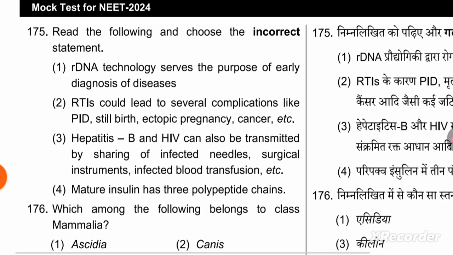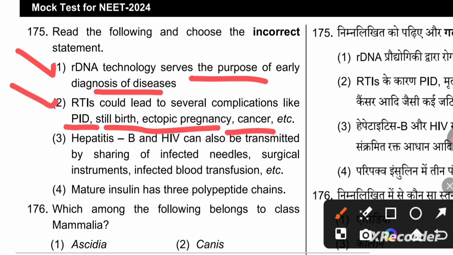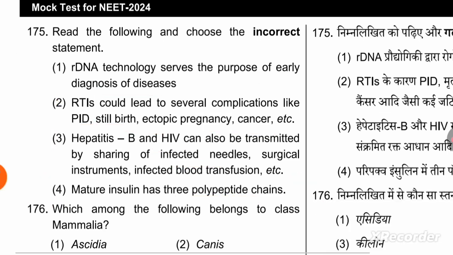175th question. Read the following and choose the incorrect statement. Recombinant DNA technology serves the purpose of early diagnosis of disease. This is the right one. Reproductive tract infection could lead to severe complications like PID, stillbirth, ectopic pregnancy, cancer, etc. This is also a correct statement. Hepatitis B and HIV can be transmitted by sharing infected needles. This is also correct. Mature insulin consists of 3 polypeptide chains? No, mature insulin consists of 2 polypeptide chains. So this is the incorrect statement. Let us move to the next question.